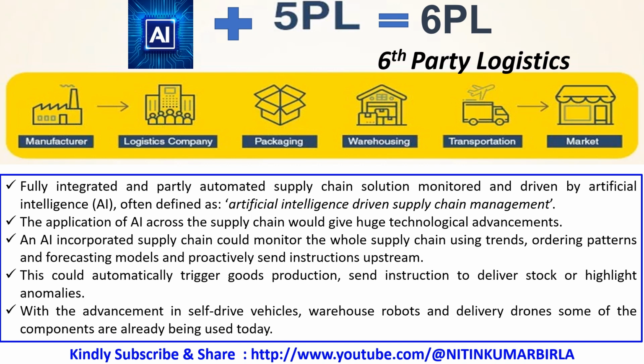And by the way, now you can see the 3 names of companies: Accenture, IBM, Capgemini. They are coming into the picture because they are solution providers for 6PL logistics. They are active AI solution providers for multi-party logistics, which is 6-party logistics. Got the point? So this is how 6PL logistics works actually.